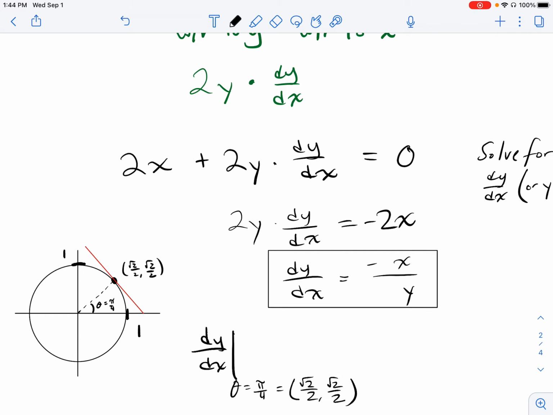So what is the derivative now at the point (x, y) = (√2/2, √2/2)? Well, I'm going to plug those in. So negative √2/2 over positive √2/2, and all of this gives me just negative 1. And what is that? That tells me that the slope of the tangent line at the point (√2/2, √2/2) is indeed negative 1.